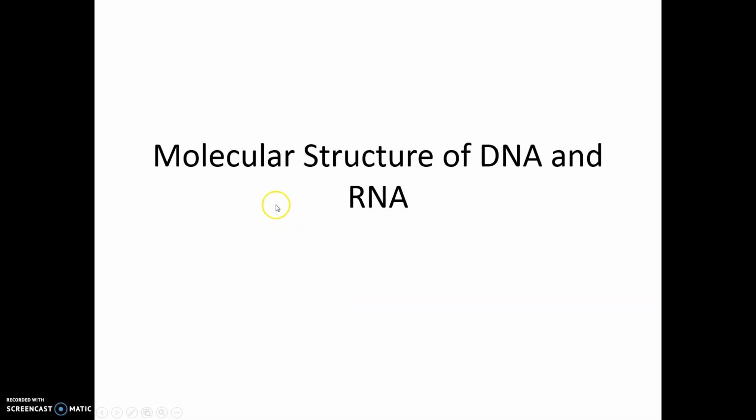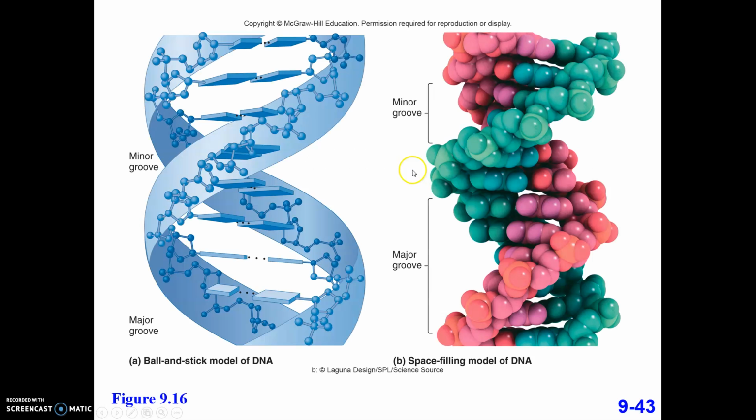All right, welcome back to part 4 of molecular structure of DNA and RNA. So if you recall, we had discussed the double helix. We had discussed how we have the backbones running on the outside, two strands running around each other. They are anti-parallel, so one is 5' to 3', to where the other one is 3' to 5'.